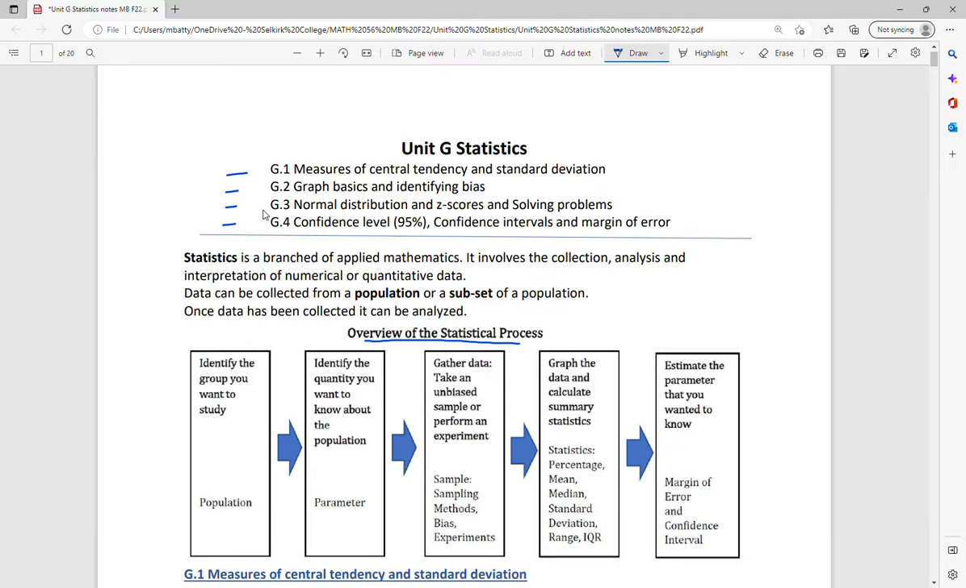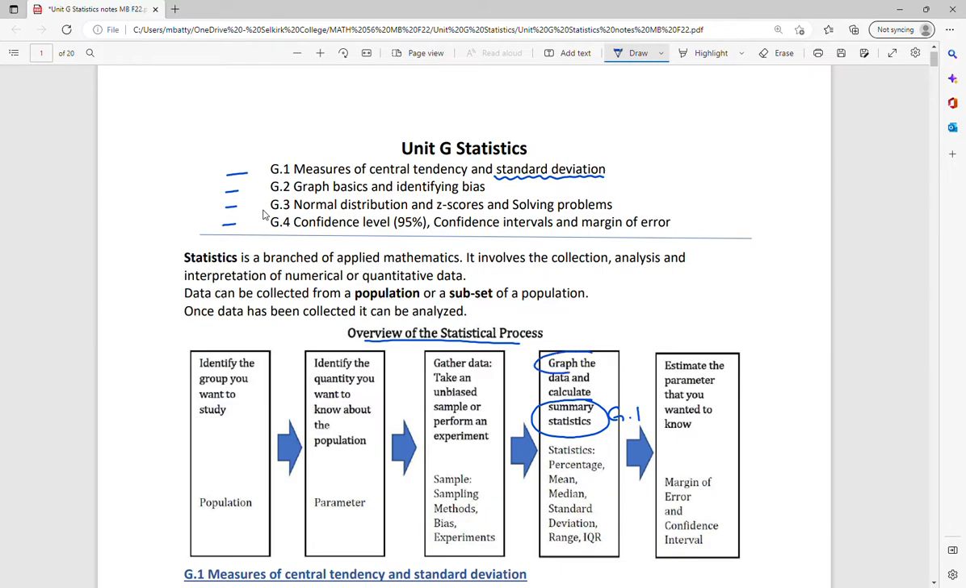unit factor in. So first off, the measures of standard or central tendency, those would be summary statistics. And so G1 is in here. We're going to do mean, median, and mode, but also standard deviation, which is probably something that's new to you. The next thing is graph basics and identifying bias.